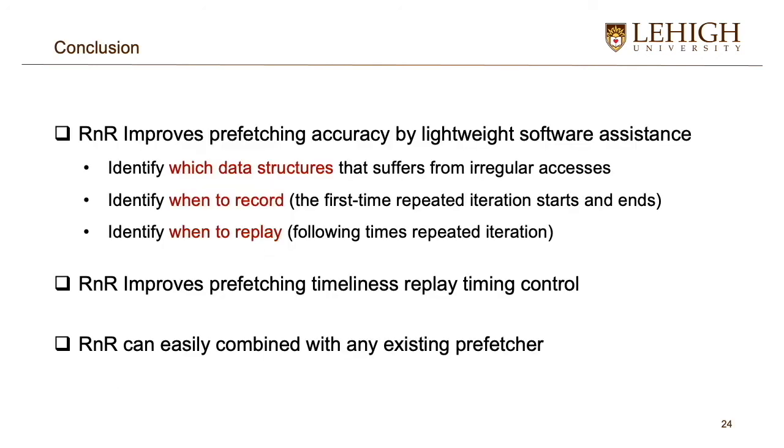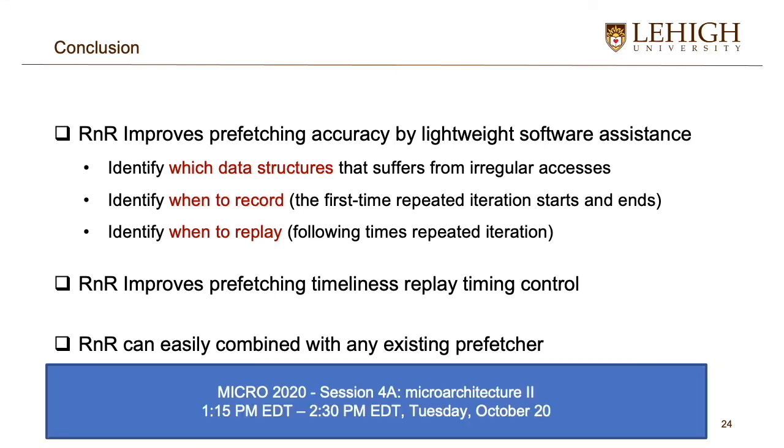To conclude, a software-assisted hardware prefetcher is proposed to improve prefetching accuracy and miss coverage for applications that have long repeating irregular memory access patterns. By allowing the programmer to decide when and what to record and replay, the proposed RnR prefetcher can efficiently record the miss sequence of the target data structure and prefetch through a replay in a timely manner.